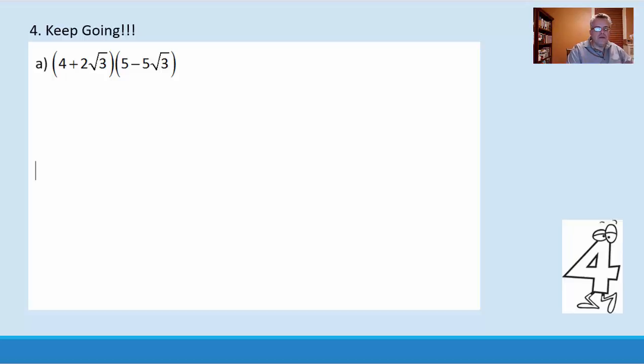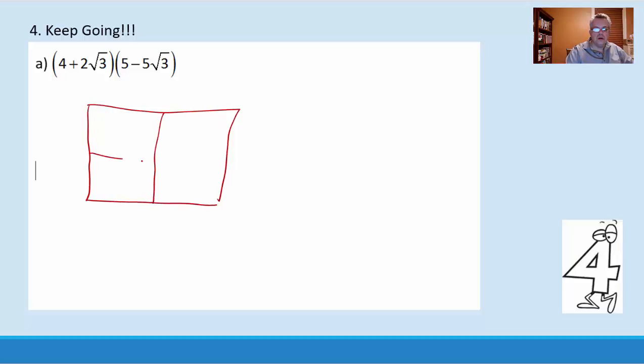So here we have one more example, and then we'll be practicing this. Okay, so draw a 2 by 2 box. This one's going to be slightly more tougher. We have 4 and 2 square root of 3, 5 and minus 5 square root of 3. Okay, let's multiply. 4 times 5 is 20.